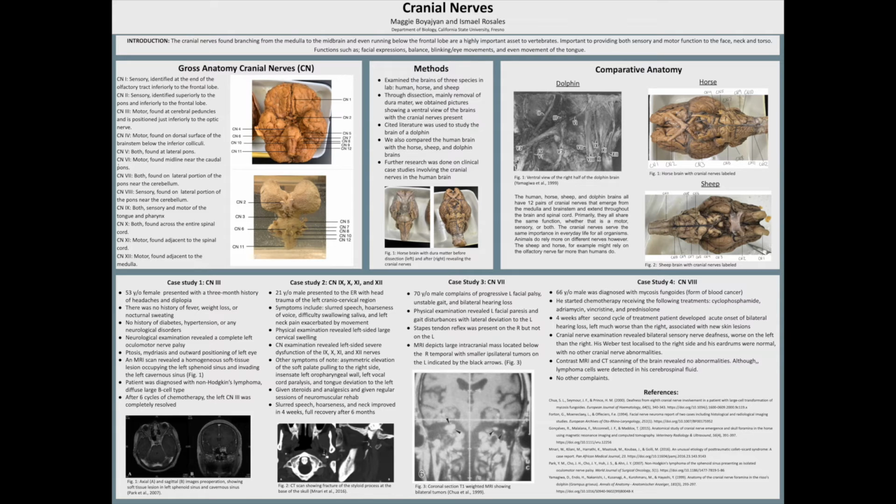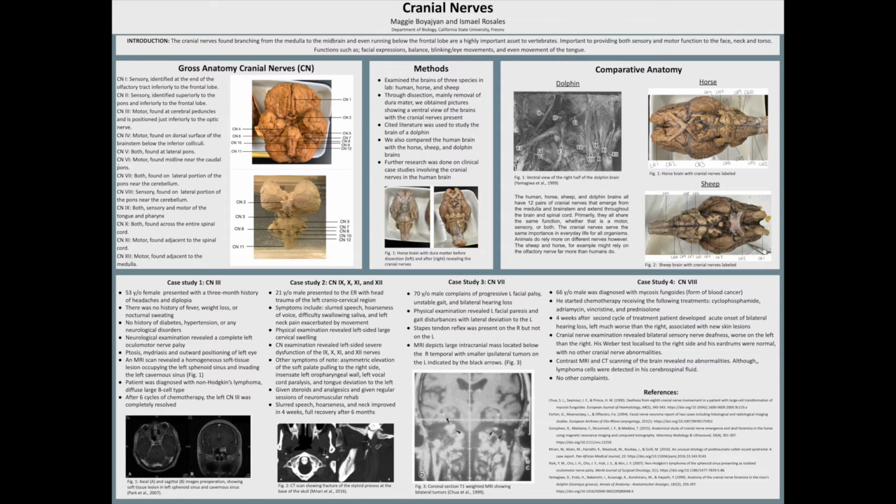And basically, the motor and sensory nerves that we explained in the beginning, which one was which, are all the same in each species. And cranial nerves serve a very great importance in everyday life for humans and all other animals. Some of the only differences come from what nerves are relied on the most. For example, the sense of smell is far more important for animals than in humans. And the same would go for the sense of hearing for dolphins.